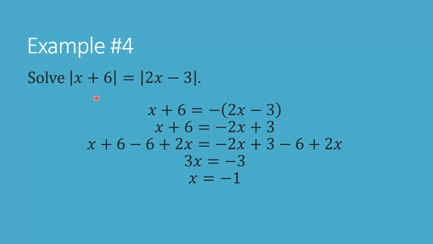So if you plug this back in here, you get negative 1 plus 6. That's 5. If you plug it in here, you get negative 2 minus 3. Well, that's negative 5. Oh, but it's absolute value, so that's 5 also. So our final solution is either x is equal to 9 or x equals negative 1.